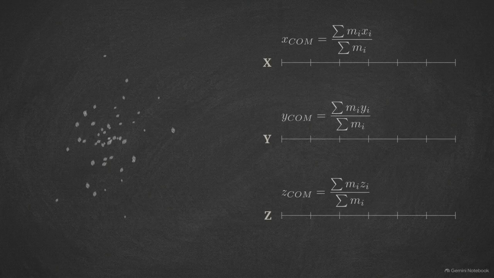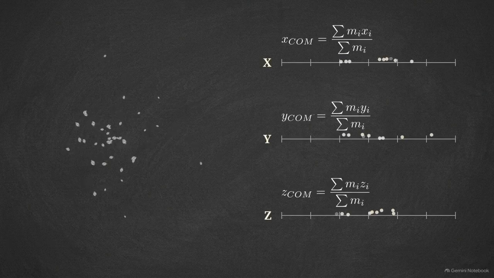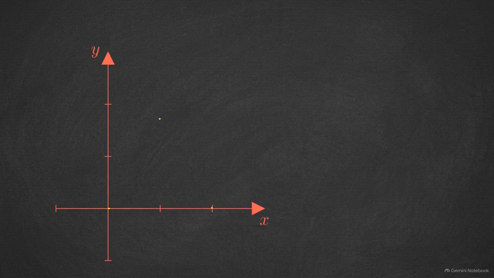No matter if you have 3 particles or 3,000, locating the center of mass is strictly a process of repeating basic multiplication and addition across independent coordinates. Let's apply this to a concrete problem: 3 discrete masses arranged in a triangle.